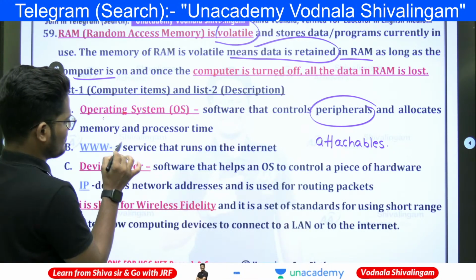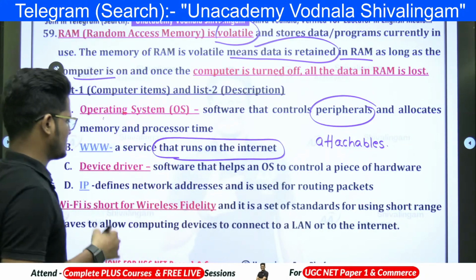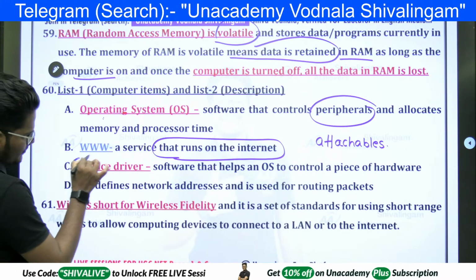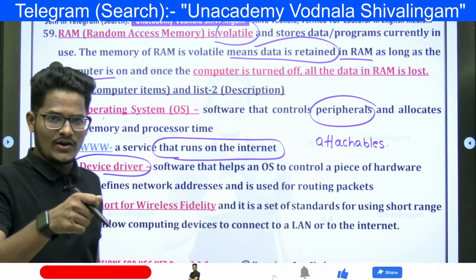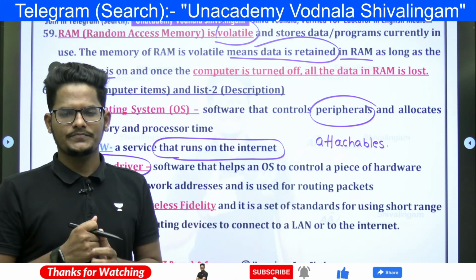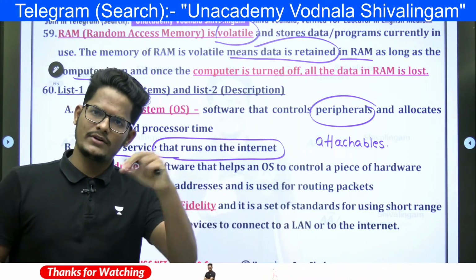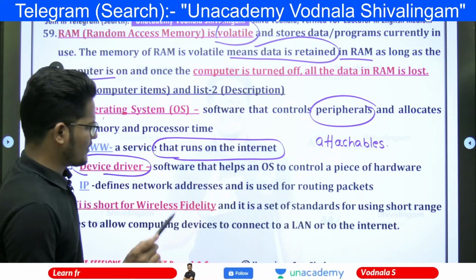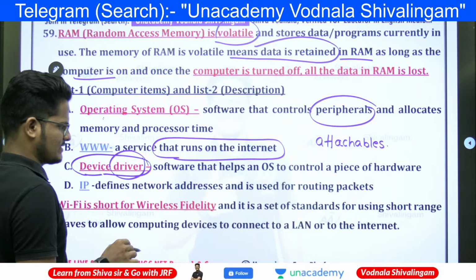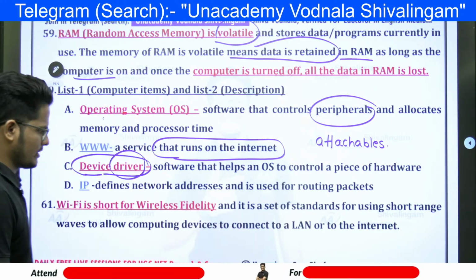And WWW is a service that runs on the internet. Yes, WWW was the first web browser in the world. A device driver is needed for every activity or function on the computer, like a network driver, Bluetooth driver, audio driver, video driver, display driver. For every function in the computer, the respective driver has to be installed. Then only that particular function will work without any error or bug.